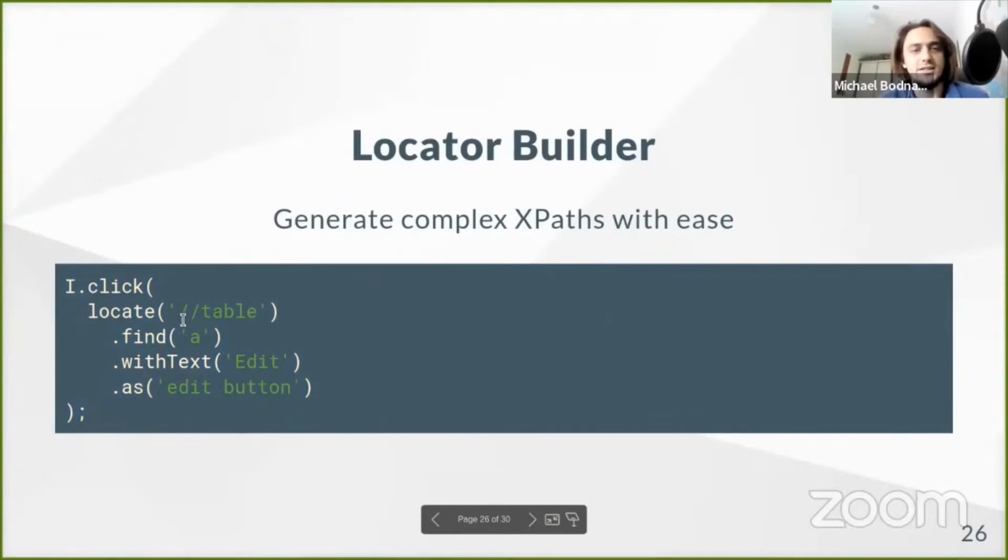So for instance, inside the table, we need to find all links with text edit, and we will name this edit button in a log. So you will see the edit, you will locate the edit button in a table, and the locator will be generated for you.